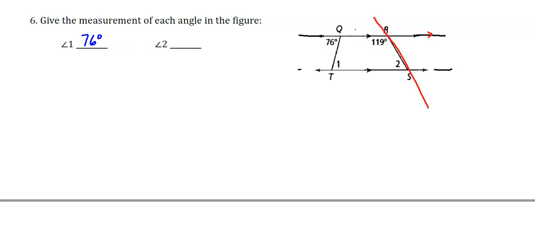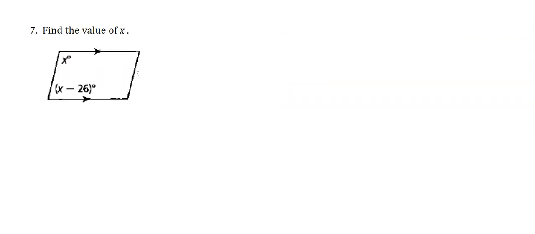I see that 119 and angle 2, they're same side interior. So same side interior, this one's acute, this is obtuse. They're not equal, but they have to add up to 180. So I'm going to do 180, subtract 119. What's that going to be? 61. So I think angle 2 is 61 degrees. Keep on going. Down to number 7.